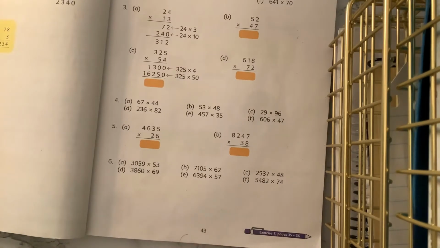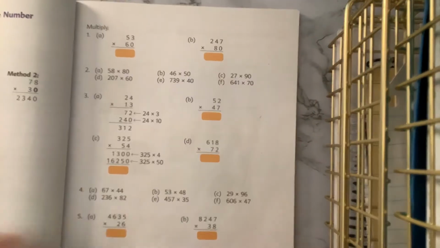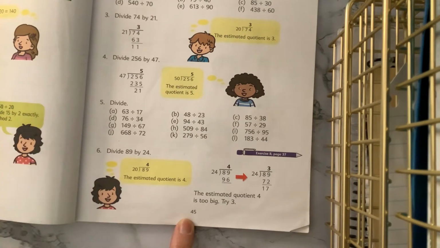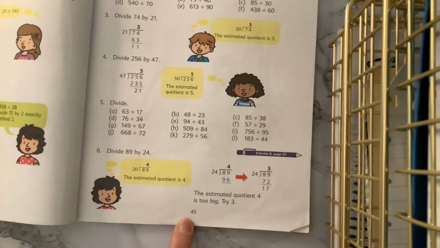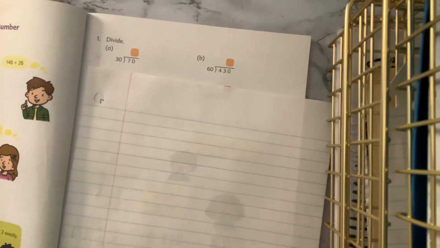All right, we are on page 45 in our textbooks, fifth graders. We're going to be just working on some division problems. Okay.